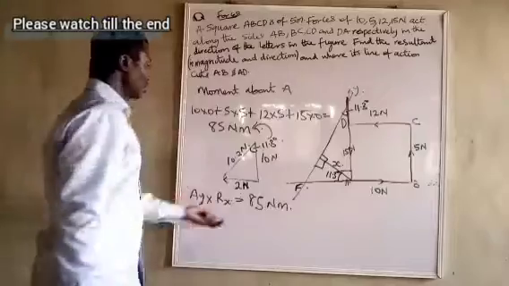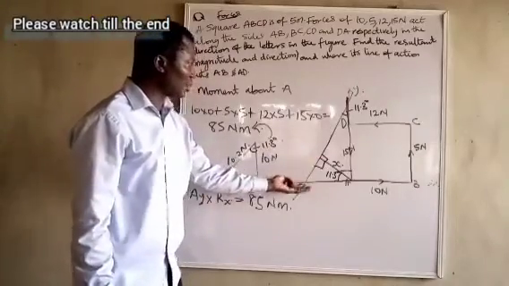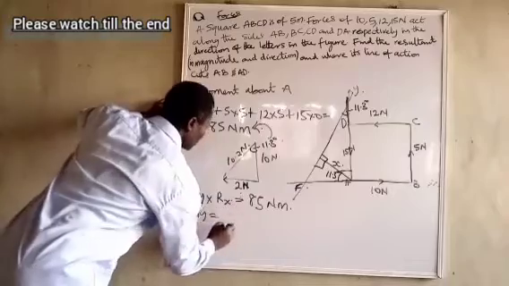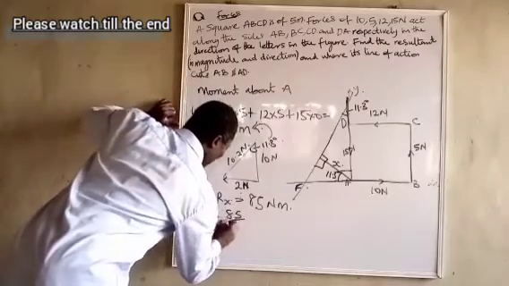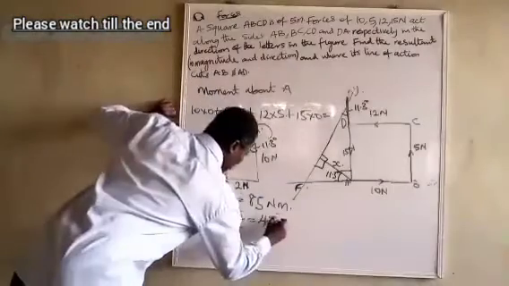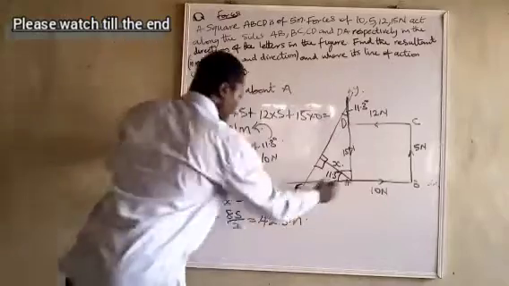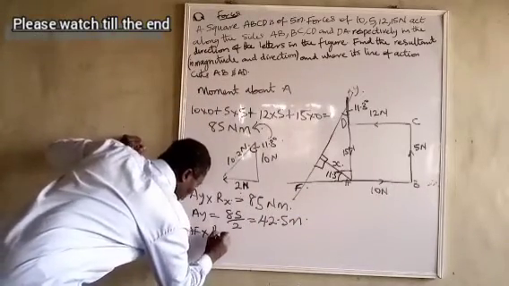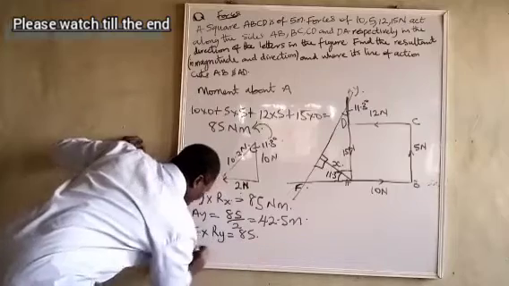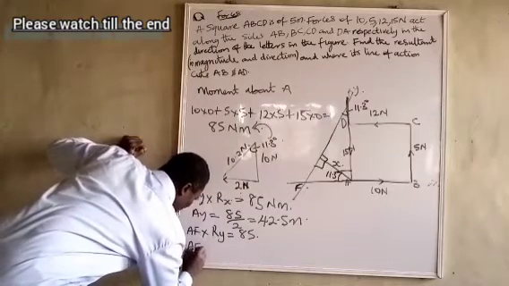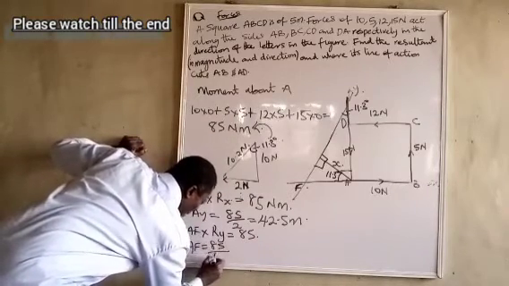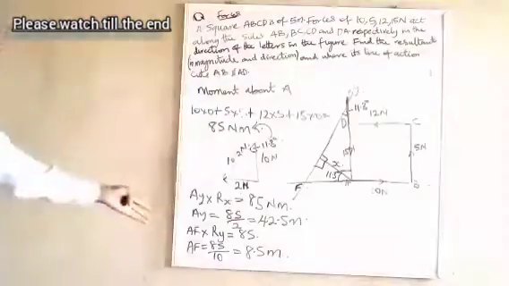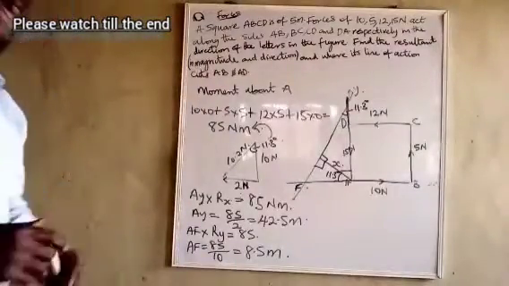So the perpendicular distance of the resolved portion of this will be like this. So it's going to give us AY will be equal to 85 divided by 2, which is 42.5. And then AF times RY will be equal to 85. So AF will be equal to 85 divided by 10, which is 8.5 meters. Very straightforward. You can see this one is very fast.